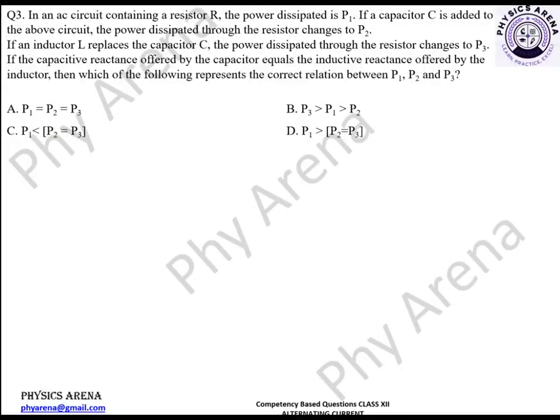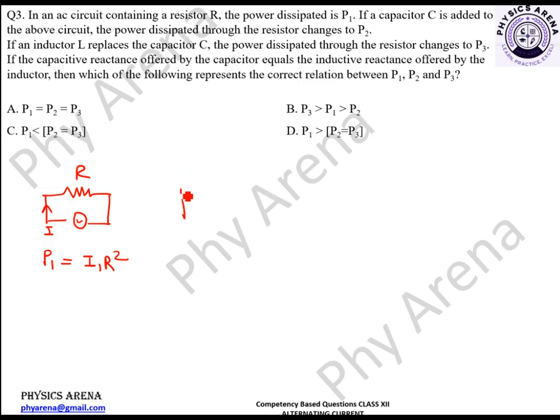Question 3. It says that there is an AC circuit consisting of a resistor R, and the power dissipated is P1. So we have an AC circuit that consists of R, and the power dissipated in this circuit is P1. So P1 is equal to I1 squared into R, where I1 is the current drawn by this R.